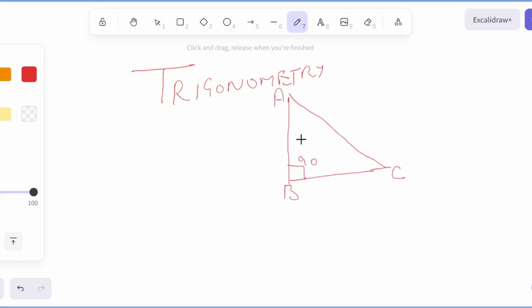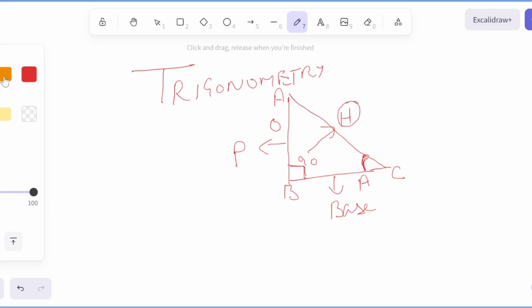So here we have three sides in a triangle. The side opposite to the 90-degree is known as the hypotenuse, the longest side of any triangle. BC, on which this 90-degree sits, is known as the base, and this is the perpendicular. Also, we call it the adjacent side if we are considering this as the angle. So this will be adjacent, this will be opposite, and this is hypotenuse.